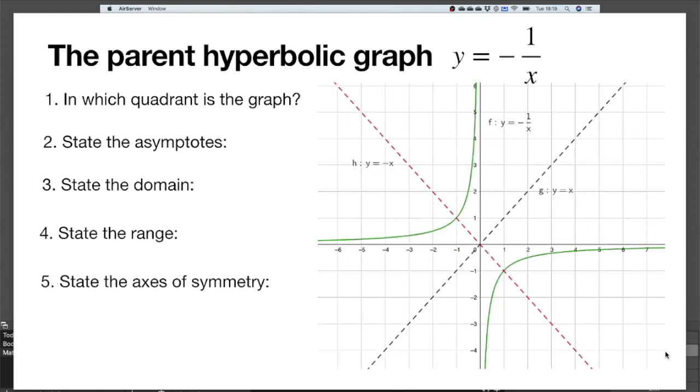I just want us to look at the graph of y equals negative 1 over x. You will notice the only difference between this one and the first one is that the quadrant where we find our graph will now be quadrant 2 and 4. The rest will be the same. The asymptotes will be the same. The domain will be the same. The range will be the same. And the axis of symmetry will also be the same.